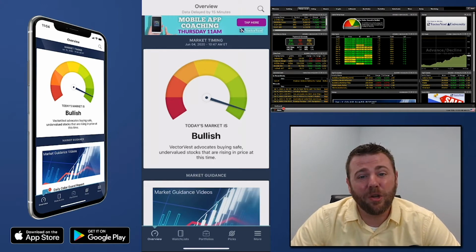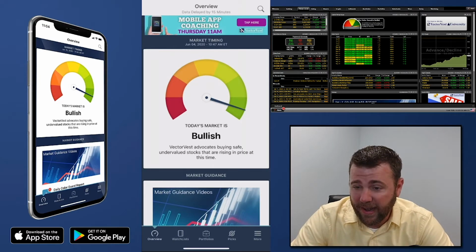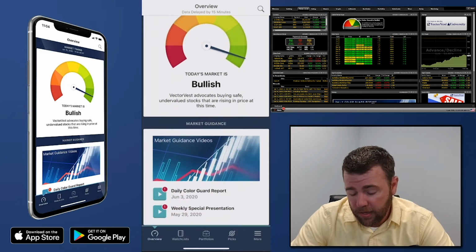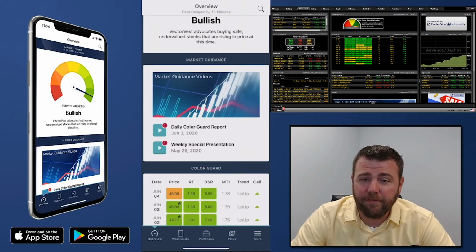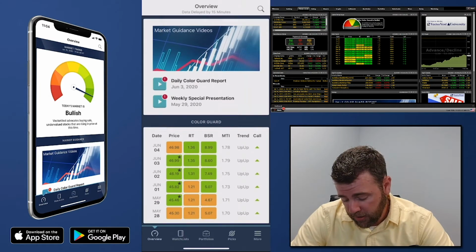Let's take a look at what's going on today. As we look at the app, we are 3 ticks into the green. Therefore, the market is bullish, and VectorVest advocates buying safe, undervalued stocks that are rising in price at this time. If we scroll down, as always, every single night we give you a daily update on what's going on in the market today, what news and headlines you need to be aware of for tomorrow, and how to prepare yourself for the coming trading days. All found in the market guidance videos every night, Monday through Friday.